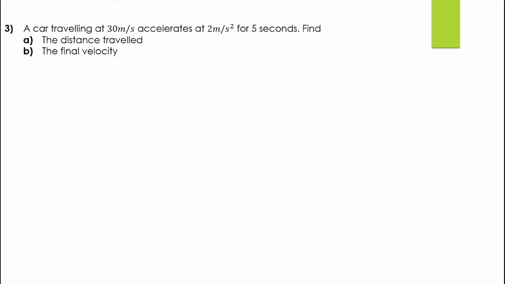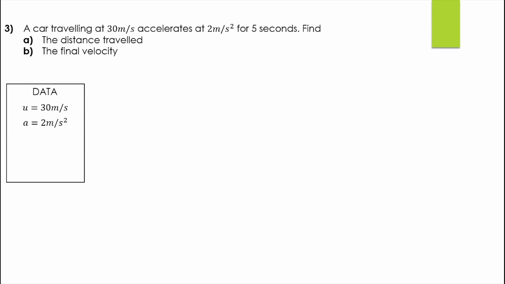So like we did, we'll get our data. We've been given our initial velocity, which is 30 meters per second. We've also been given our acceleration, which is 2 meters per second squared. And we've also been given our time. Note that we haven't been given the final velocity, as nothing including the body going to rest is put in the question. So our unknowns are S and final velocity V.